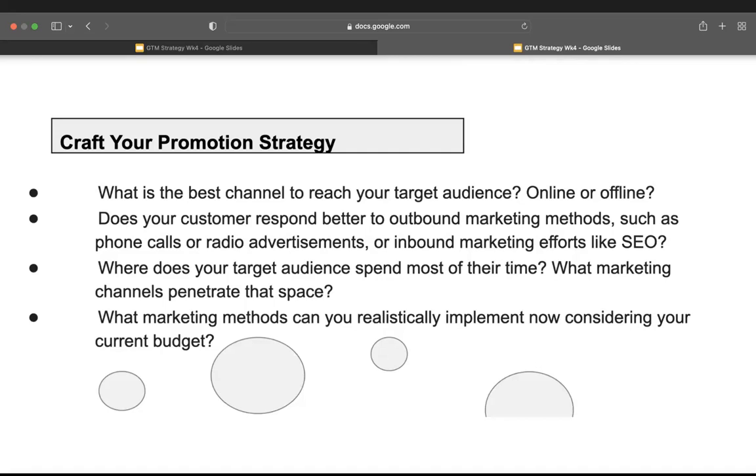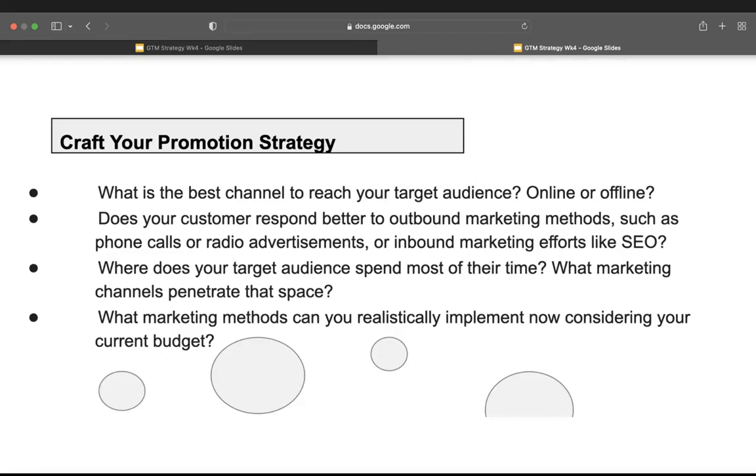And you also want to know where your target audience spends most of their time. Are they always indoors? Are they always outdoors? Are they always in busy places? Are they always at work? You want to know where they spend most of their time. That is what you do during your research. When you are carrying out your survey, these are things you want to include. Then, what marketing channels penetrate that space?